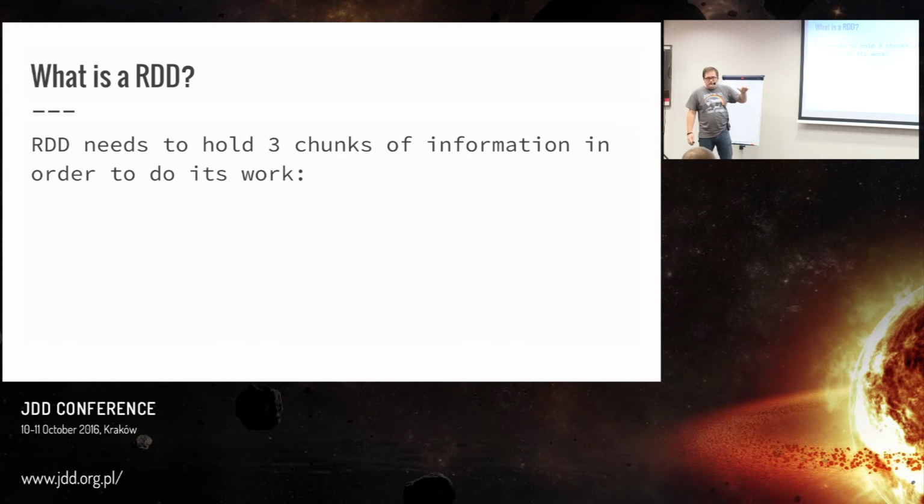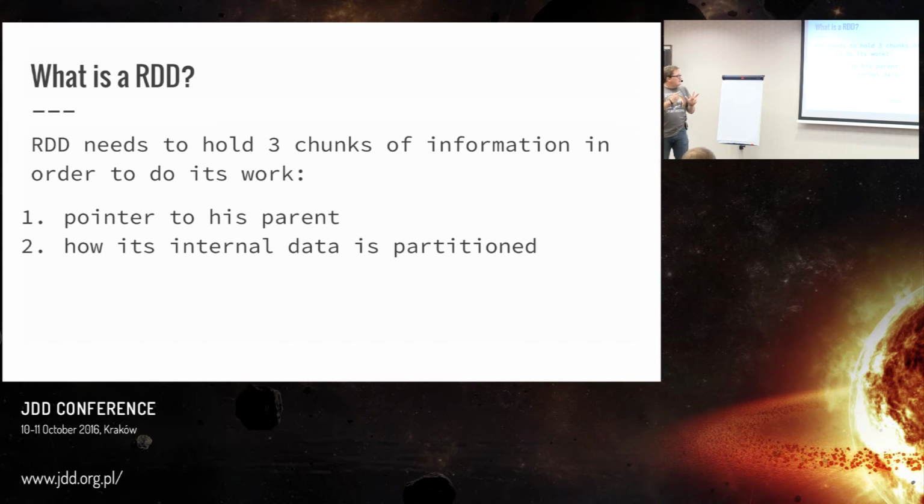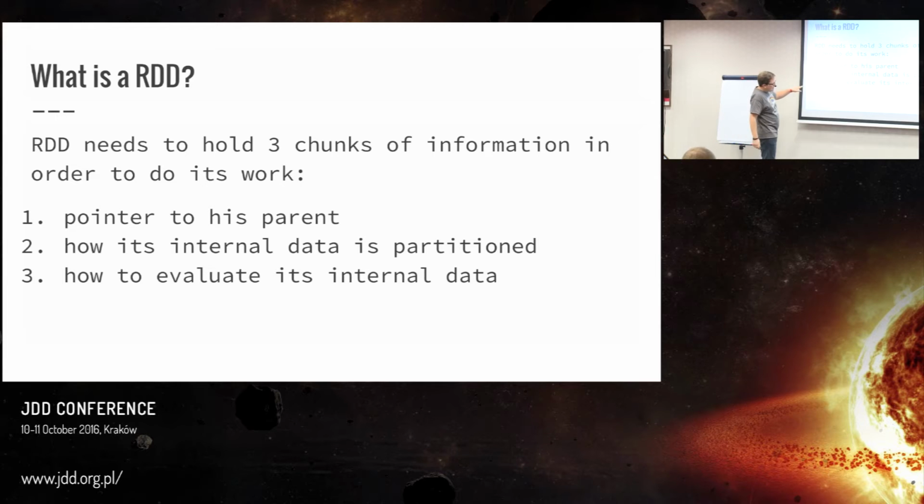Internally, in order to have a running RDD, you need to have three things. One would be a pointer to its parent. Second would be how internally data is partitioned within the given RDD. And the last bit is how to eventually evaluate the internal data of that RDD. We're going to look point by point before we see any code. So first, we're going to see how data is internally partitioned.